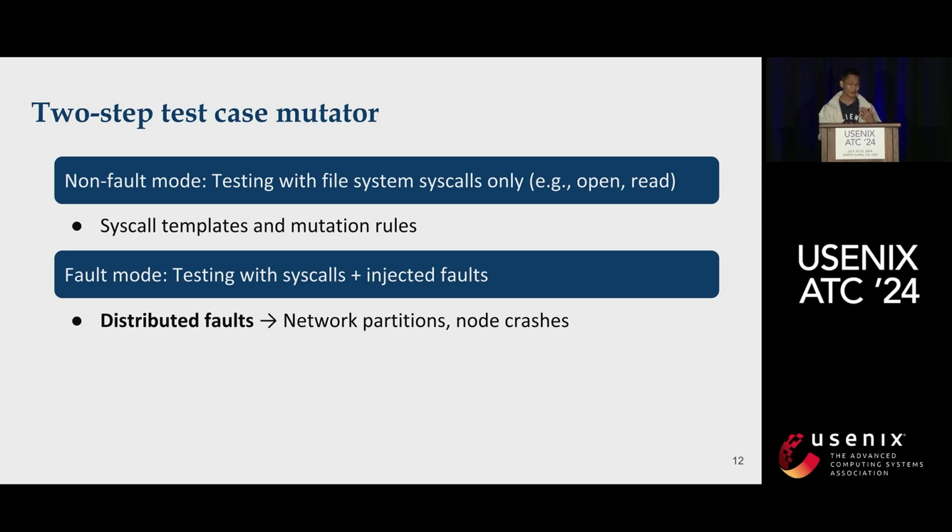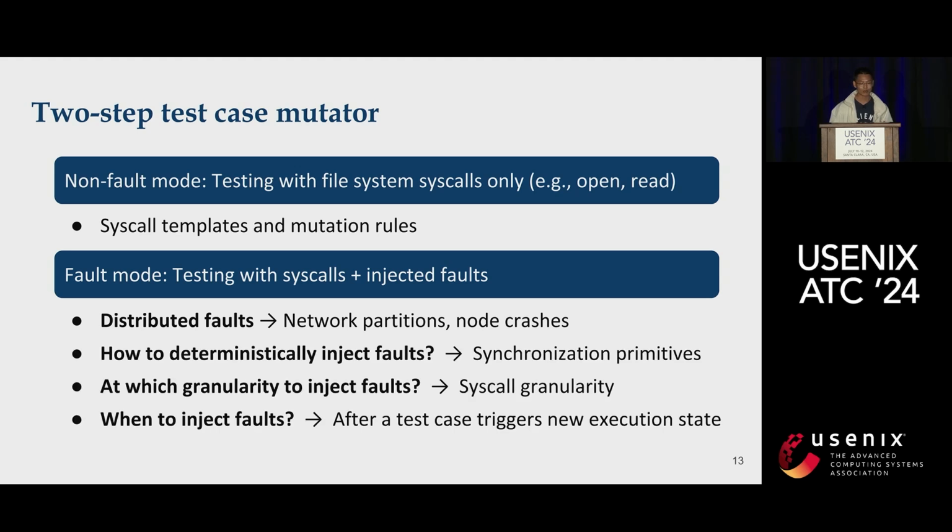Furthermore, when we consider injecting faults into distributed systems, there are three questions we have to answer. First, Monarch has to deterministically inject faults into the system because it has to mutate the test case further, and it has to be able to reproduce the bug once a bug is found. To realize this, Monarch adds synchronization primitives among nodes to accurately control the syscall execution and fault injection.